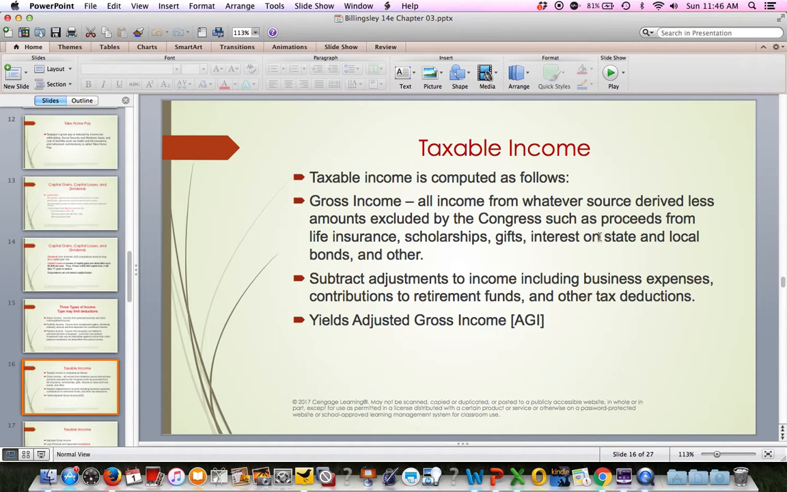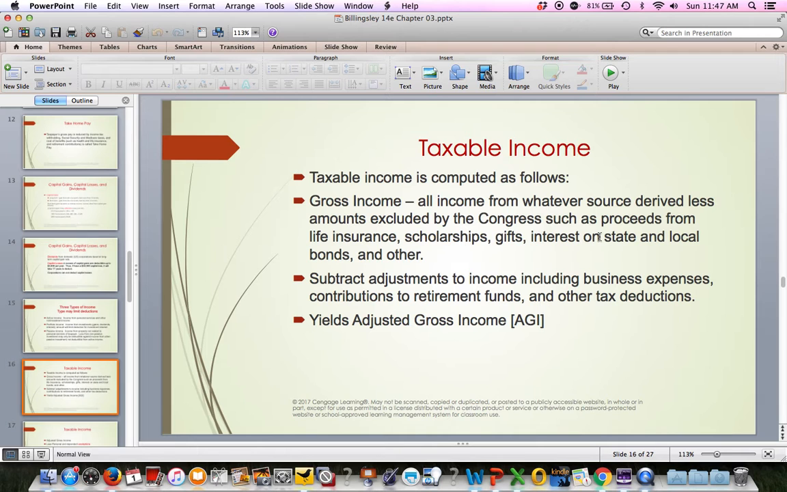You get every dollar. There's no tax on that whatsoever. Scholarships, gifts you receive. If you buy a bond from a state and local government, it's not taxable. The interest is not taxable. So certain income is just not taxed at all. Not much, but there are certain things that are not taxed at all.